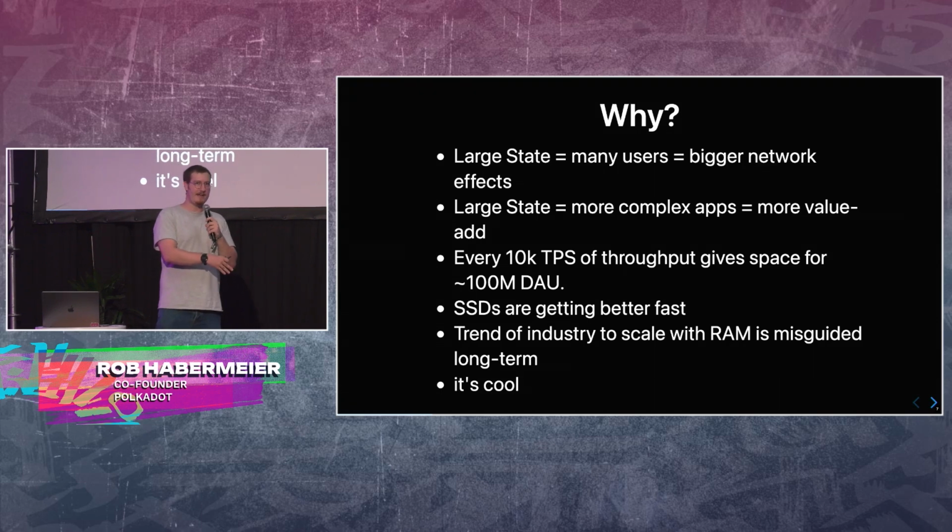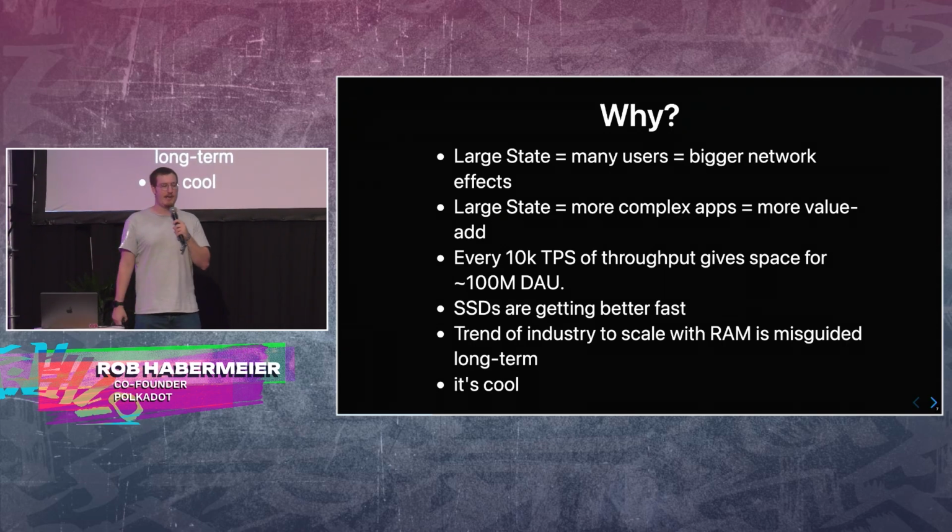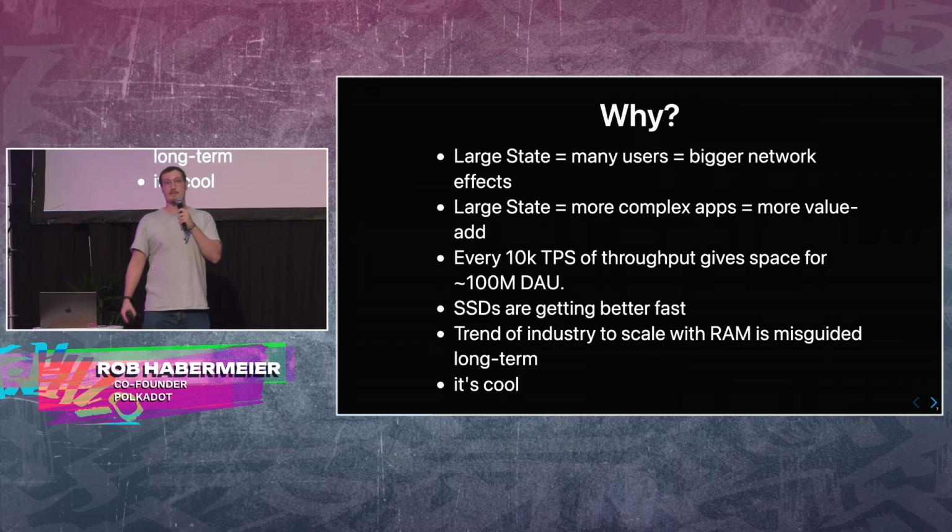Large state versus fast transactions, large state versus high throughput. I think that large state is more important than really fast throughput. If you can have a really large state with, say, dozens of billions, or in the future maybe trillions of state items all in a single node, that means more users, bigger network effects, better apps. Large state means state's cheap, more complex applications, more value add, better apps.